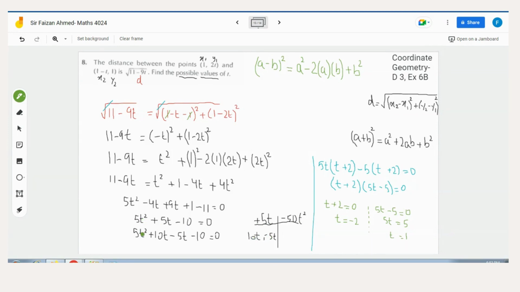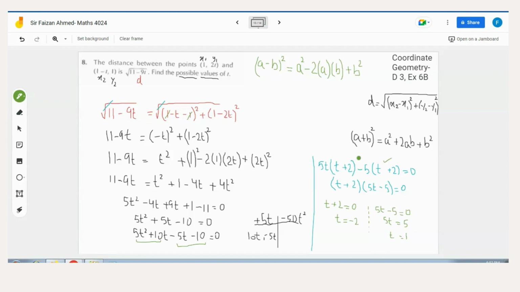5t square, the first term is as it is. Then comes the first factor plus 10t. Then comes the second factor minus 5t, and then the third term minus 10 will be as it is equals to 0. Now I will pair them up. I will pair the first two and take common, and pair the last two and take common. What can be taken as common from the first two? I can take 5t as common. So inside the bracket this will be t plus 2, and from the other two terms I can take minus 5 as common. After taking minus 5 as common, the bracket will again be t plus 2. Both the brackets are now the same.